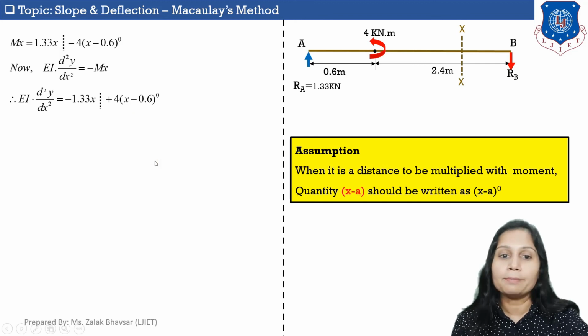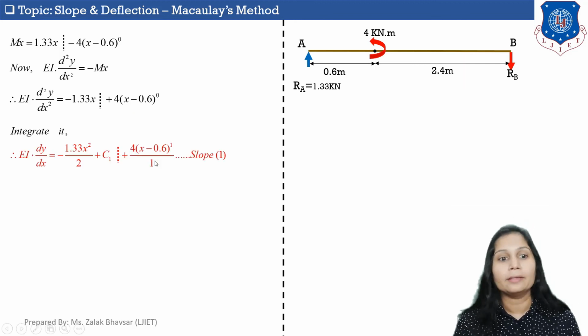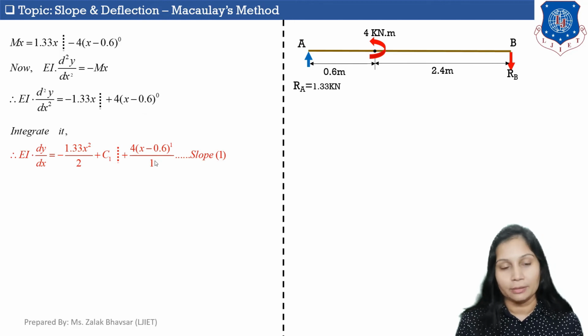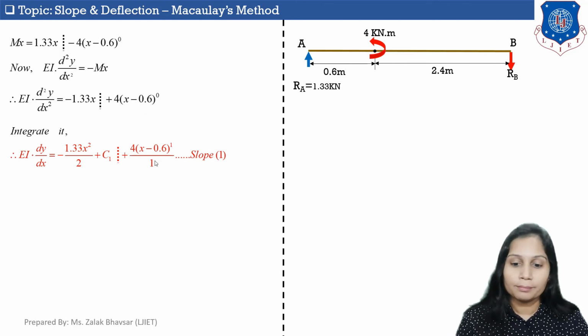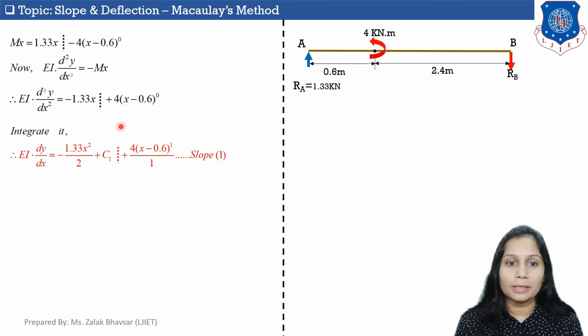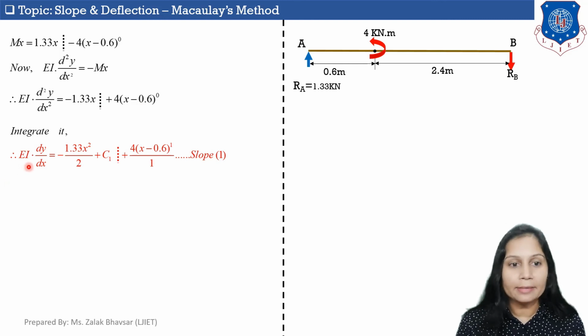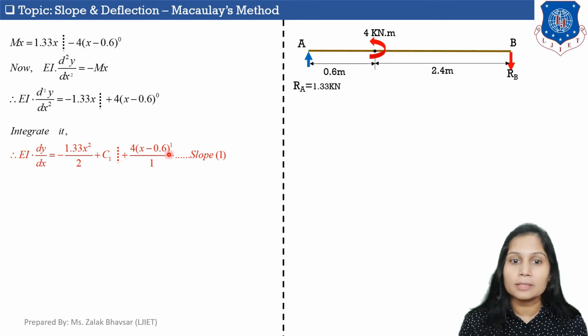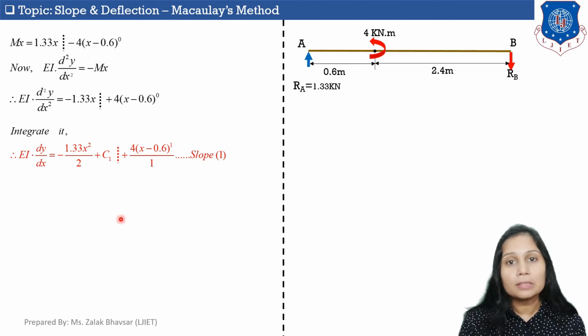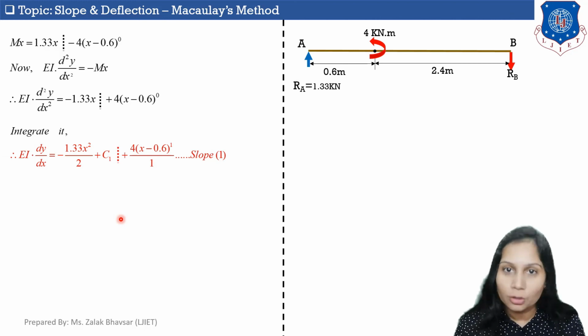Now in step number 3 we will integrate this differential equation. Okay, so by integrating this differential equation, we will get EI dy/dx is equal to minus 1.33x² by 2 plus C1 plus 4(x minus 0.6) raised to 1 by 1. So this is our first equation for calculating slope.